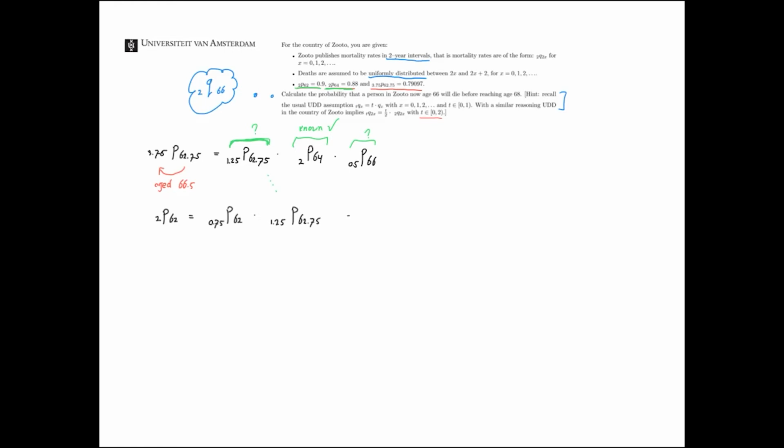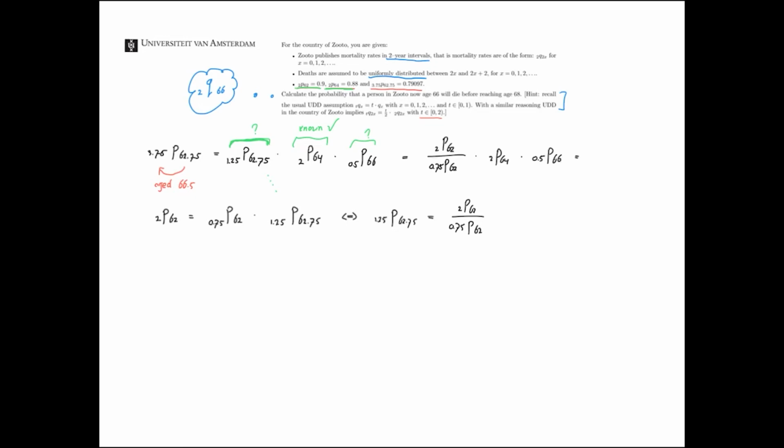And this is useful because we can rewrite this as the following fraction: 2p62 divided by 0.75p62. Okay, so let's rewrite this actually. Let's plug this in the main expression, and that gives the following: fraction times 2p64, which we know, times another probability 0.5p66, which we don't know.